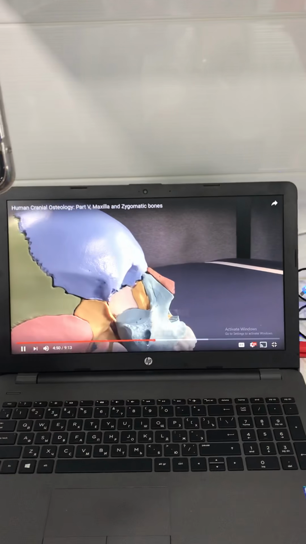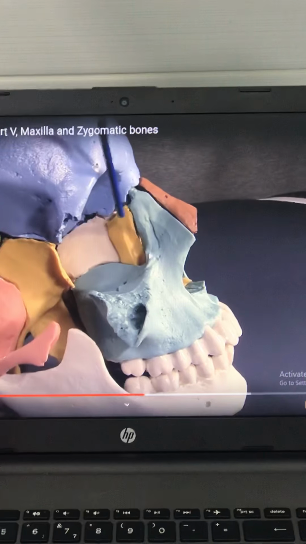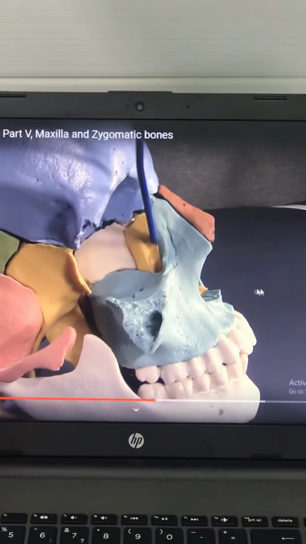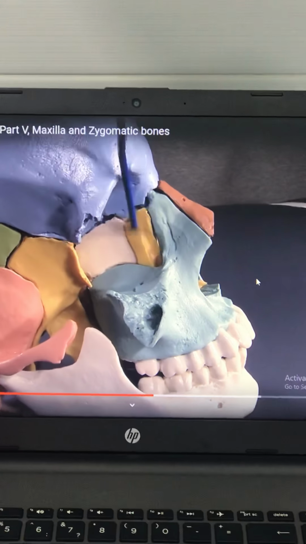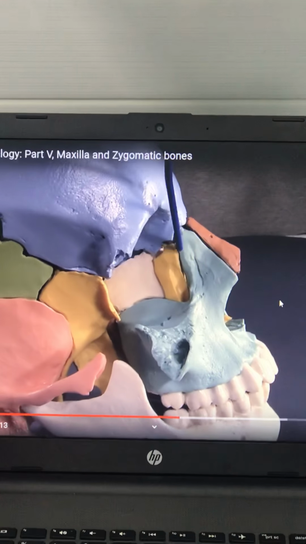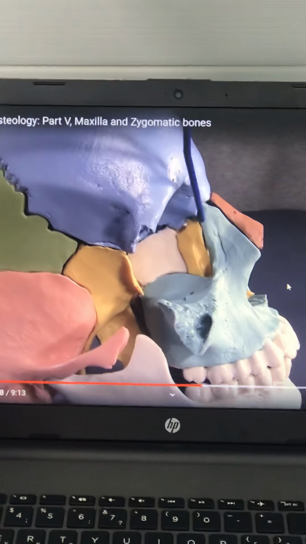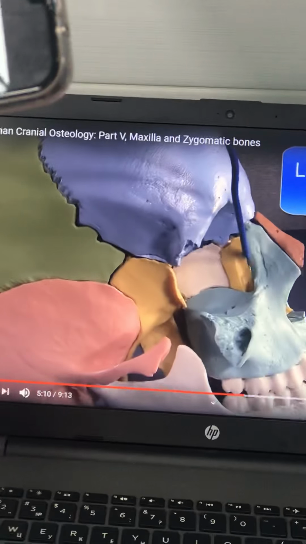We haven't done the orbit yet, but this is the lacrimal duct, which carries tears when we cry and things like that. There is an articulation here between the lacrimal bone and the maxilla. That's called the lacrimal maxillary suture.